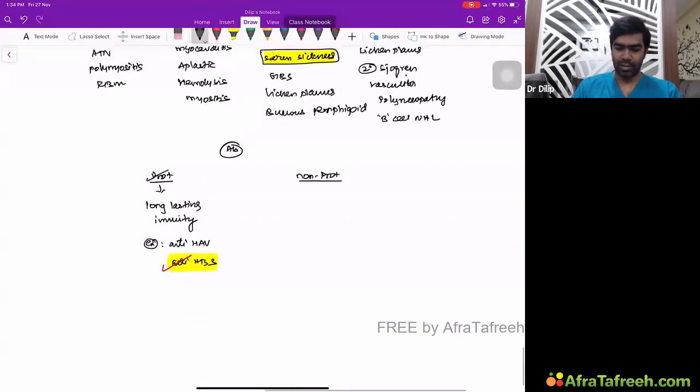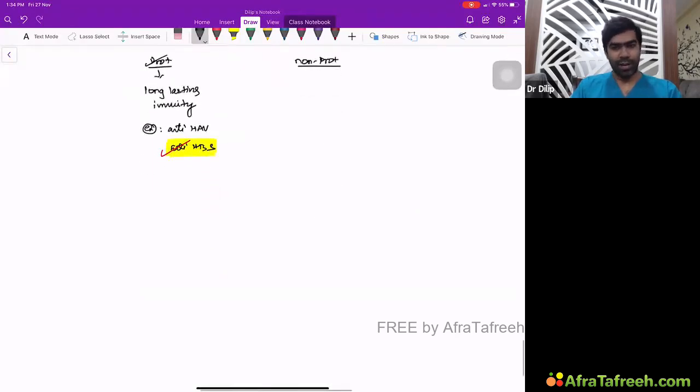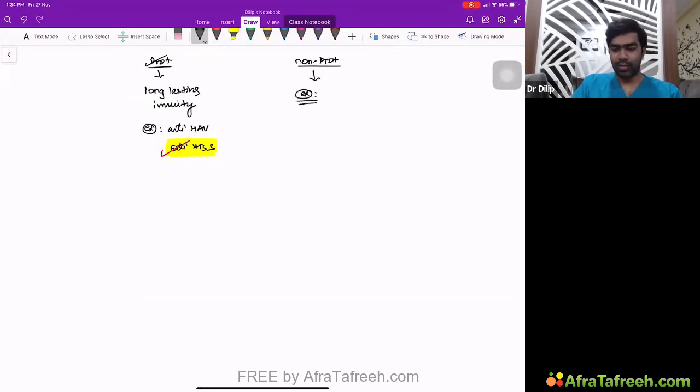So anti-HBs. Then non-protective antibodies are there. Non-protective antibodies usually are developed against the internal viral proteins, and they do not confer long-lasting immunity. They can provide only a partial immunity, but they do not confer lifelong immunity. In the sense, what are the examples for hepatitis B virus?